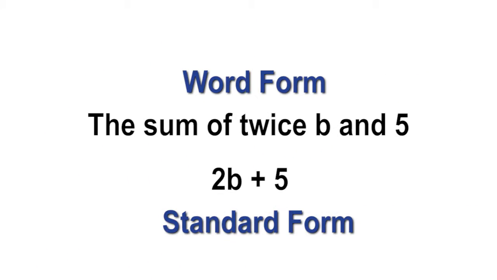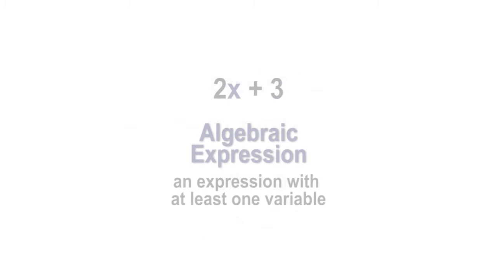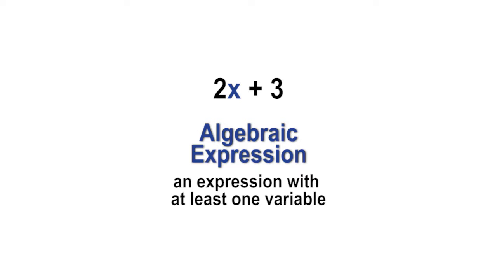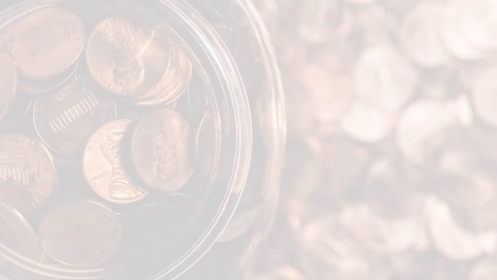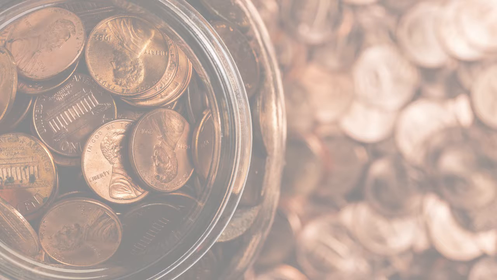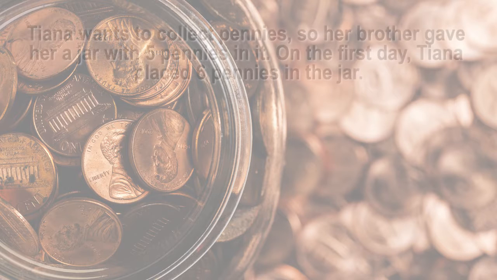In previous lessons, students have learned how to write expressions in both written and standard form. They have also learned an algebraic expression is an expression with a variable. The students will learn new vocabulary today: coefficient, term, and constant. Let's look at a task which shows similar situations that have different expressions.